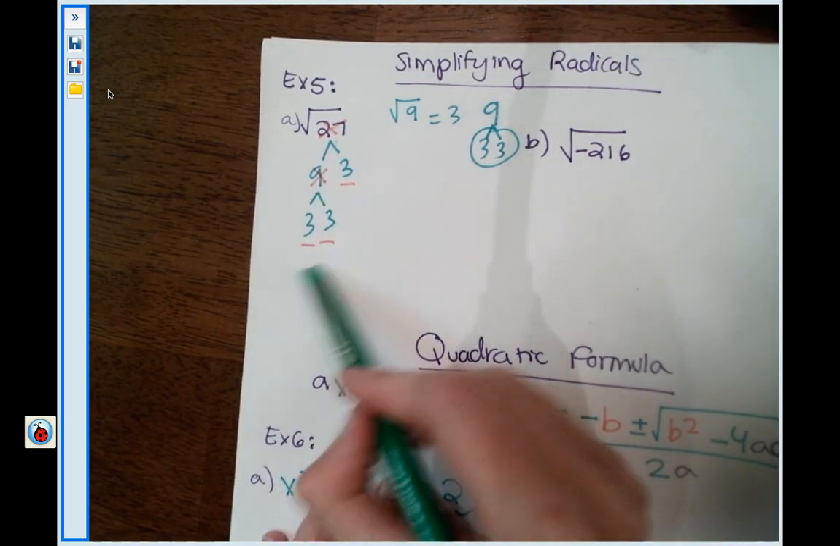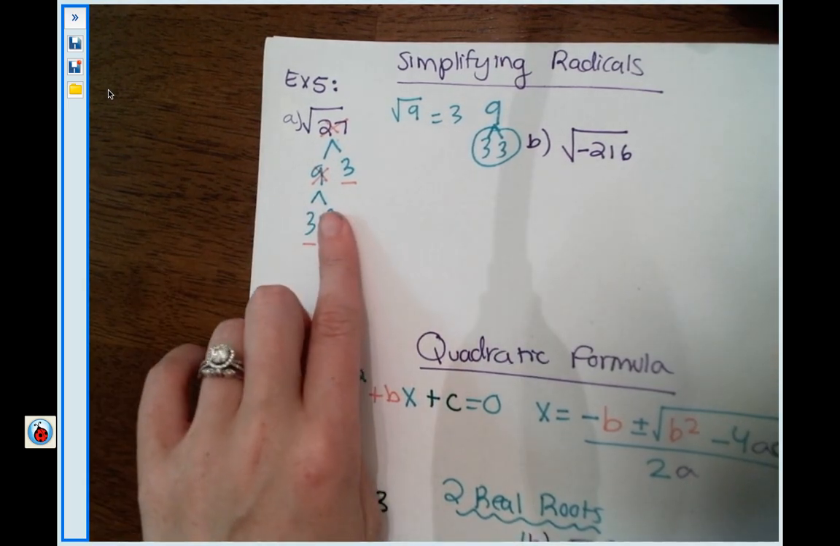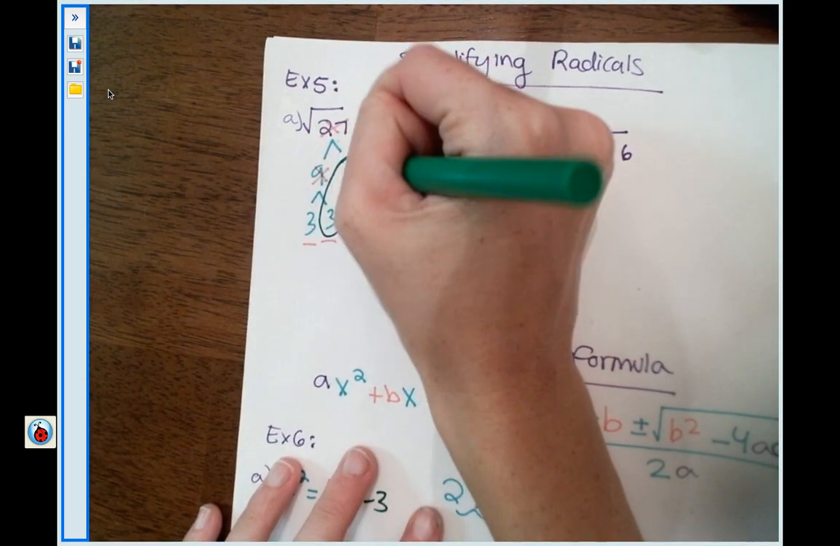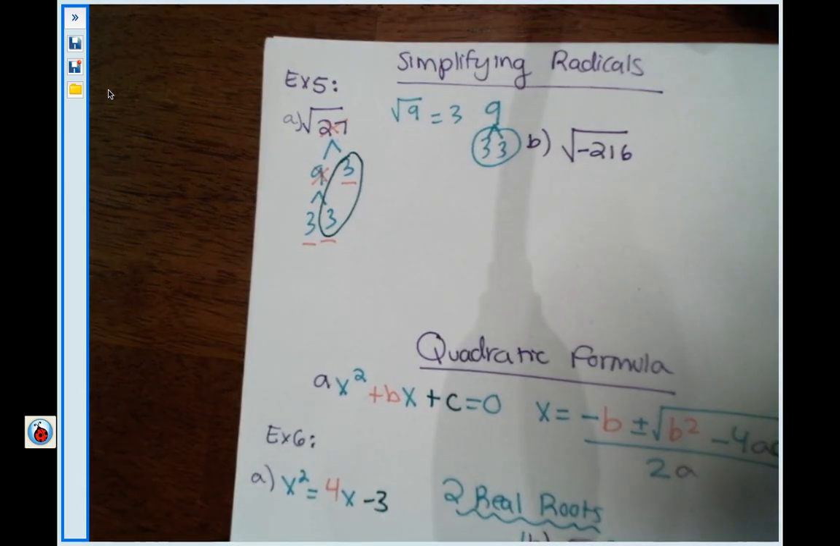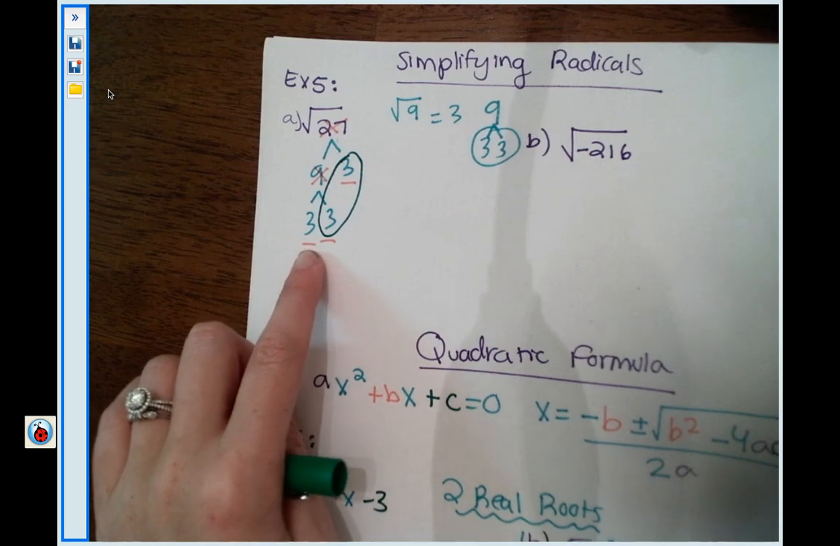I could circle these two 3's, or I could circle these two 3's. It does not matter where they are located. Okay, I'm just going to circle these two 3's. And I don't see any other pairs. I have one lonely 3 left over and no other pairs.